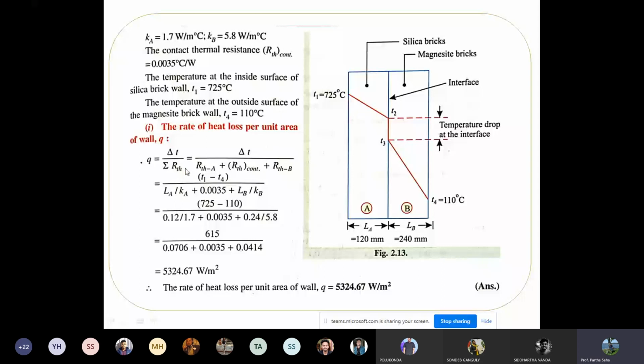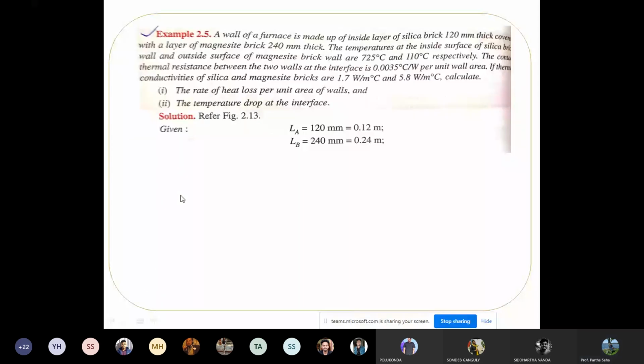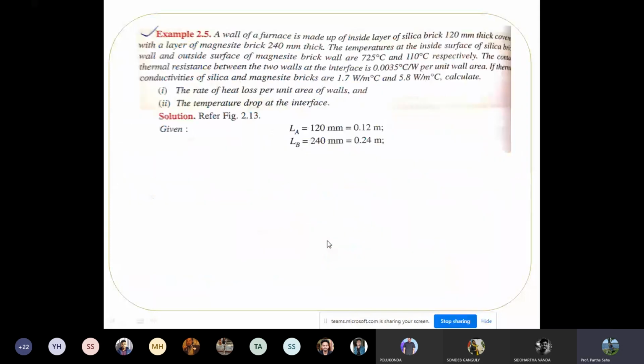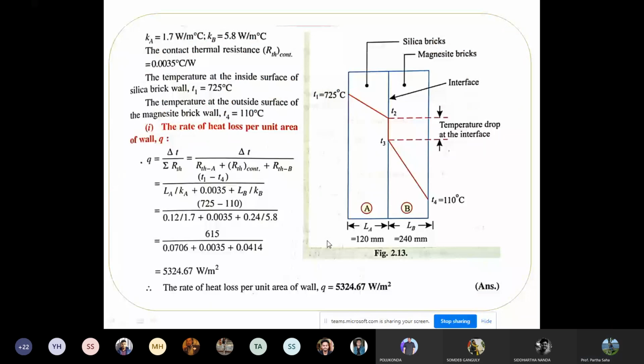Right. Now the thermal resistance, there is one thermal resistance here, there is another one here, and then finally here. Right. There are three thermal resistances: for A, the silica brick, for B, the magnesite brick, and then the contact thermal resistance. Now the temperature difference is the inside and outside temperature given. The first thermal resistance will be LA by KA. If you remember the formula, remember that formula. Okay, LA by KA, this is the formula for heat conduction. Always remember this formula. And the contact thermal resistance is already given for this one, and then LB by KB.